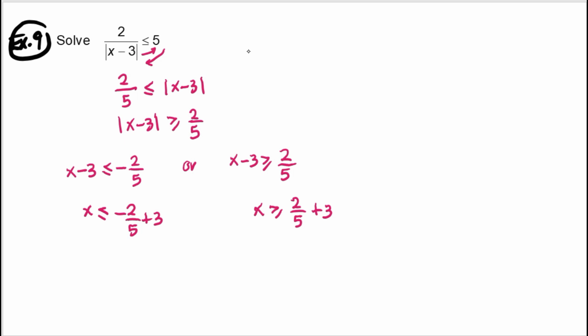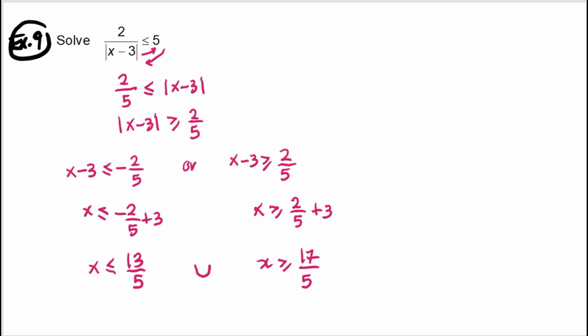So we have to solve this one. Sorry, this one is x less than or equal to negative 2 over 5 plus 3, which gives 13 over 5. But for the other one, 2 over 5 plus 3, therefore we will have x which is greater than or equal to 17 over 5.